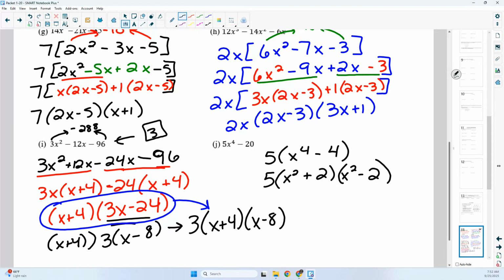So all of our factoring methods, we have one more to learn, are going to start to come together, and we just have to recognize structure to see which one to use.